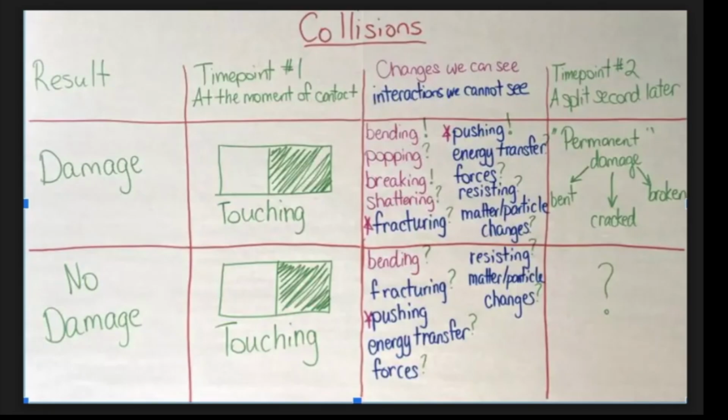And then we talk about what happened a split second later. Oh, well, it broke, it bent, it cracked. But we're not sure about some of those things. Permanent damage we can see, and we're generally more certain about that. But the no damage, we're not sure. We're not sure what's happening to those materials, and that is really important. We're going to go into answering that in the first lesson set.